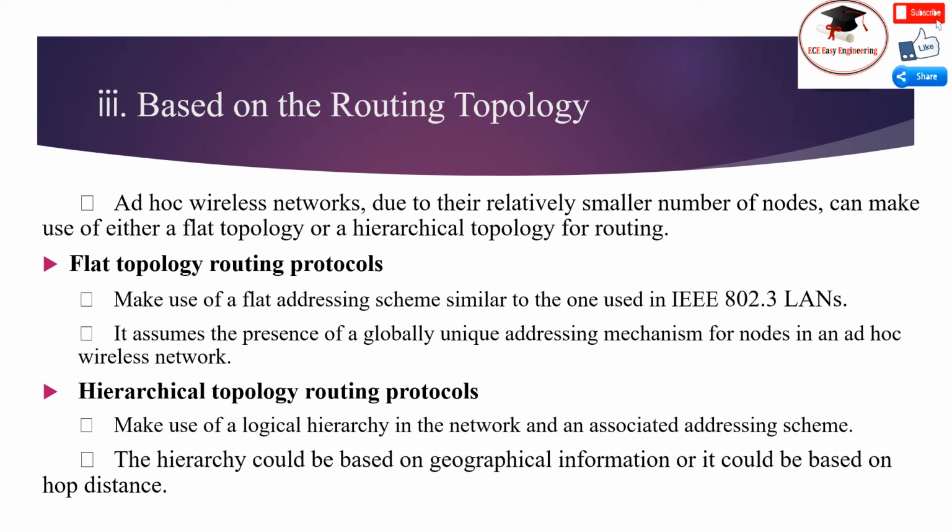The third is based on routing topology. Ad hoc wireless networks, due to their relatively smaller number of nodes, can make use of either a flat or a hierarchical topology for routing. Flat topology routing protocols make use of a flat address scheme similar to the one used in IEEE 802.3 LANs. It assumes the presence of a globally unique addressing mechanism for nodes in an ad hoc wireless network. Hierarchical topology routing protocols make use of a logical hierarchy in the network and an associated addressing scheme. The hierarchy could be based on geographical information or on hop distance.